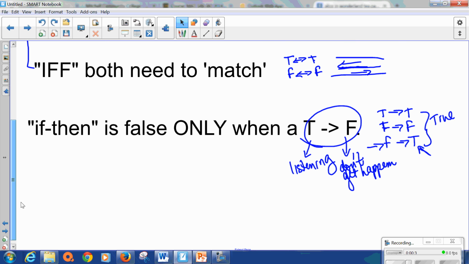If-thens are the real interesting ones. Only true to false is false. True to true, false to true, and false to false, those combinations will all be considered true for the overall statement. And so what we're going to do now is look at an if-then statement, and then set up some truth tables so that we get a little bit of practice with the truth tables, and also see why this happens.